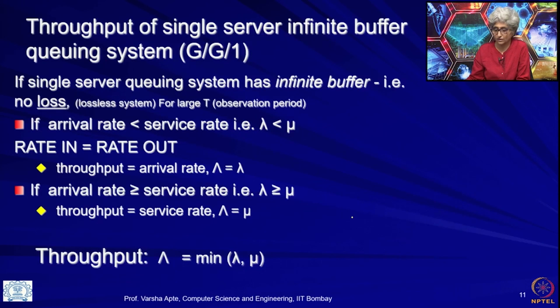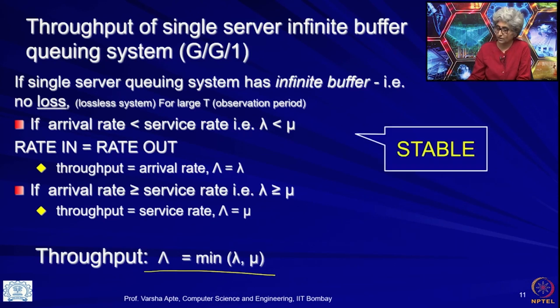Then we have G/G/1. Remember we derived this: throughput is equal to the minimum of lambda and mu. And remember that some of these things, like rate in equal to rate out, hold for the condition lambda less than mu, and when a queuing system satisfies this condition, it is called stable. This is called a stable queuing system. We know that if more work is coming to a queue or anywhere, actually, it becomes unstable. So, it is a very natural word: when lambda is less than mu, it is stable.